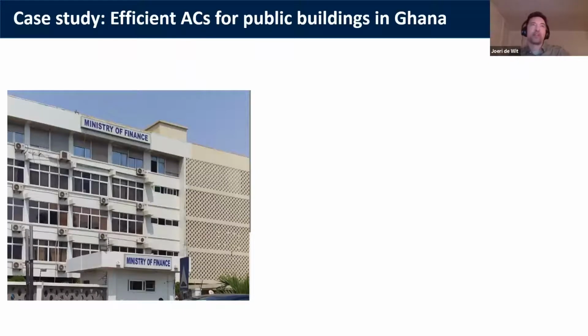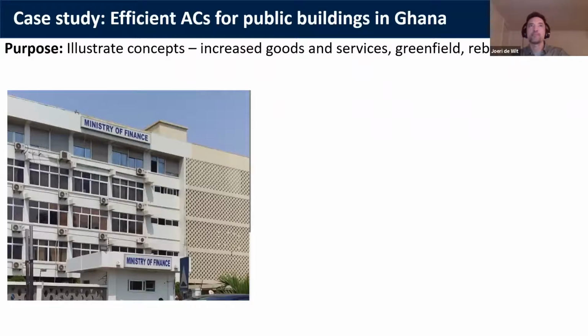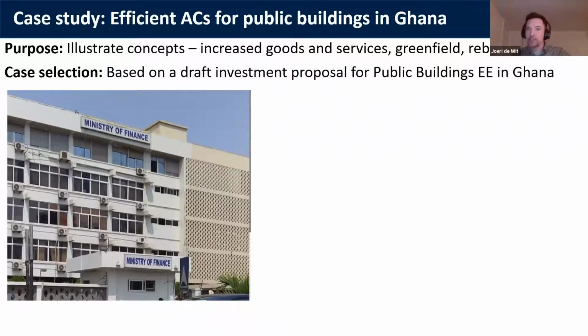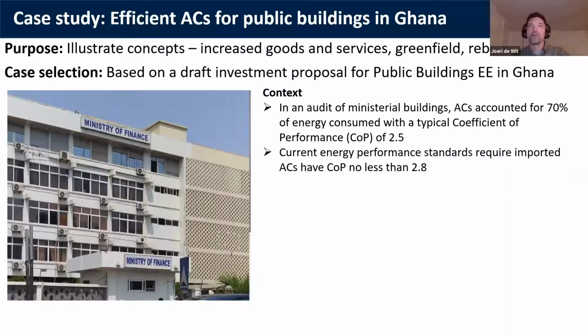So let me just illustrate some of these concepts with a case study. This is efficient ACs for public buildings in Ghana. The case selection was based on an investment proposal we had at hand at the time because it gave us the necessary parameters to do the analysis. The context is one of, there was an audit of ministerial buildings and they found that ACs accounted for 70% of energy consumed with a typical coefficient of performance, COP, of 2.5. So the COP is just a measure of energy efficiency. The higher, the more efficient. Current energy performance standards required imported ACs to have a COP of no less than 2.8.